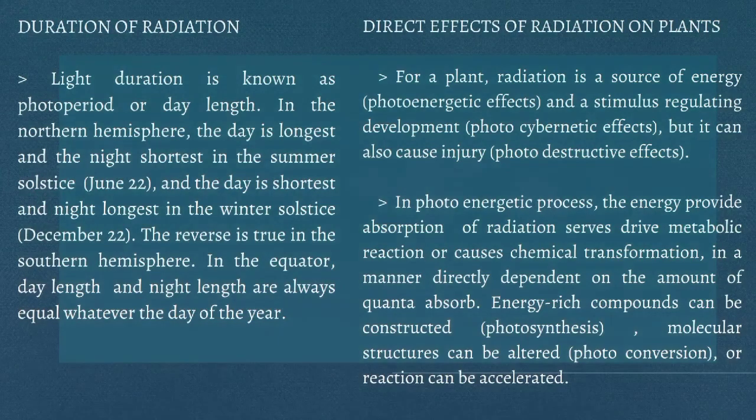Let's move to the duration of radiation. The light duration is known as the photoperiod or day length. In the northern hemisphere, the day is longest and the night shortest at the summer solstice on June 22, and the day is shortest and the night longest at the winter solstice on December 22. The reverse is true in the southern hemisphere. At the equator, day length and night length are always equal whatever the day of the year.